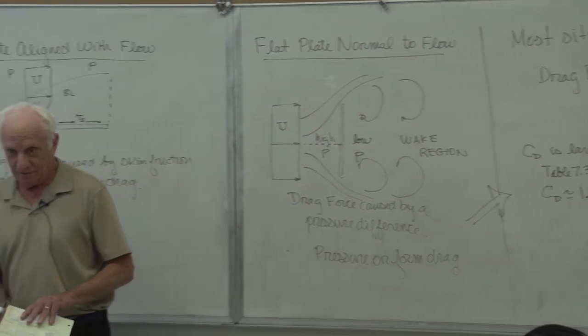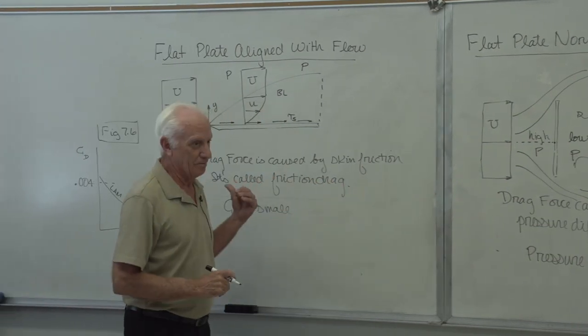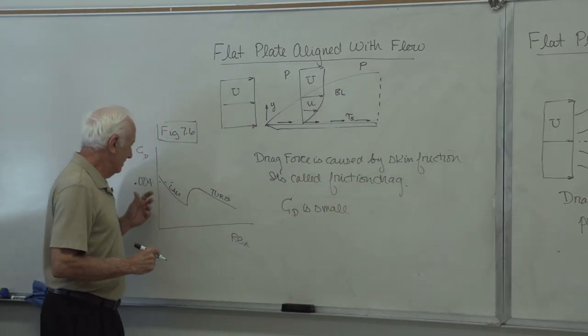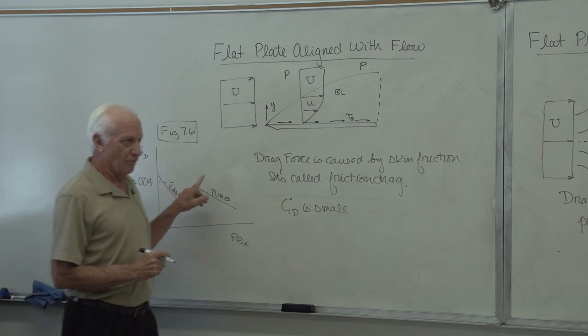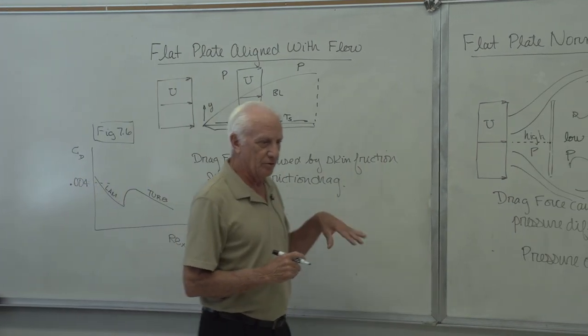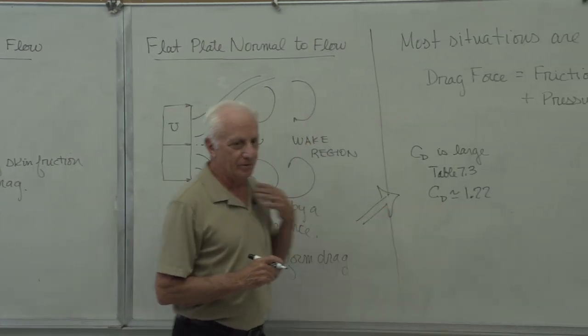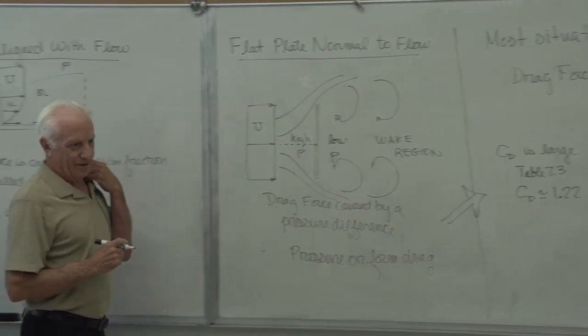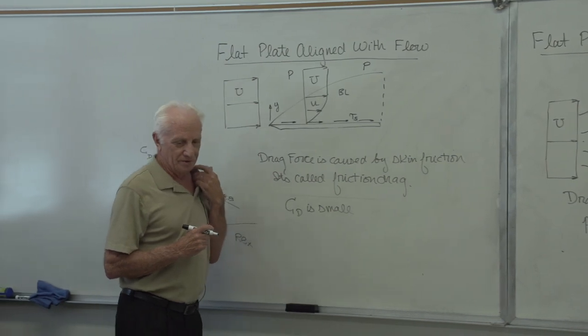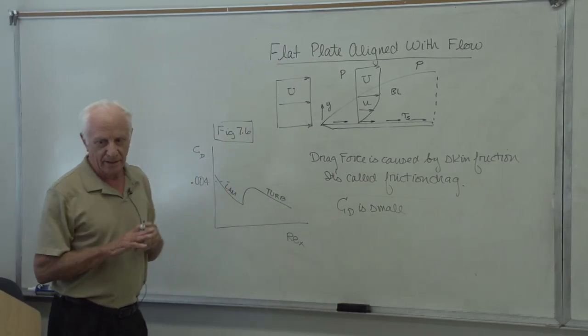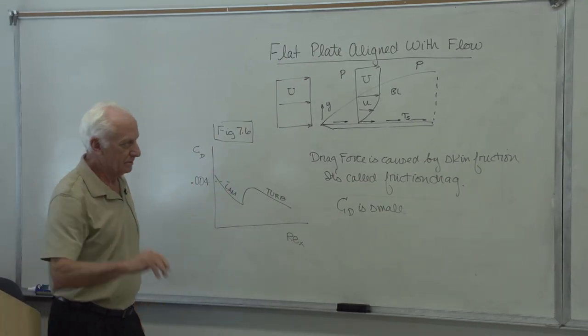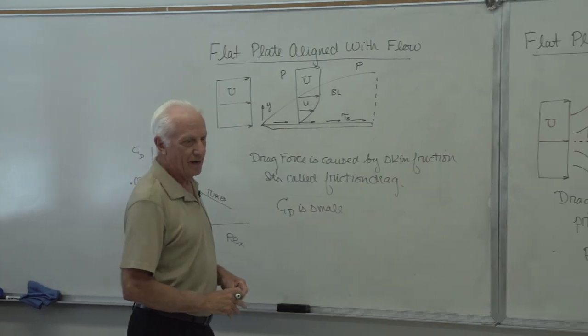Wow. Is it bigger than this? It's a lot bigger than this. 0.004, same size plate, same fluid, air. Turn it this way, C sub D, 1.22. Put your hand outside the window of the car. You'll tell the difference. It's a big time difference. Hand like this, 60 miles an hour, yeah.